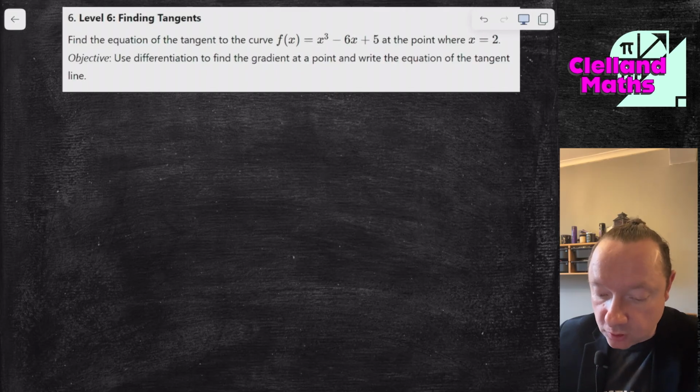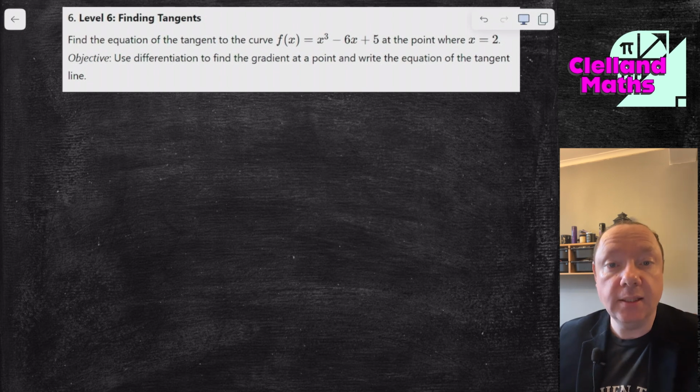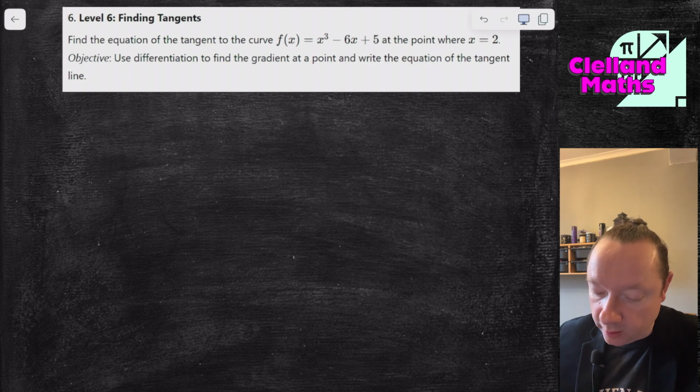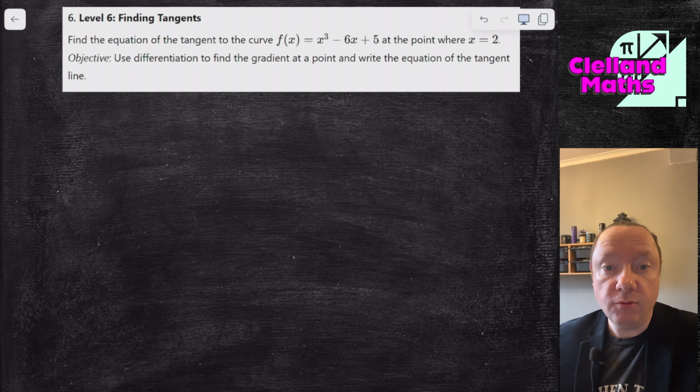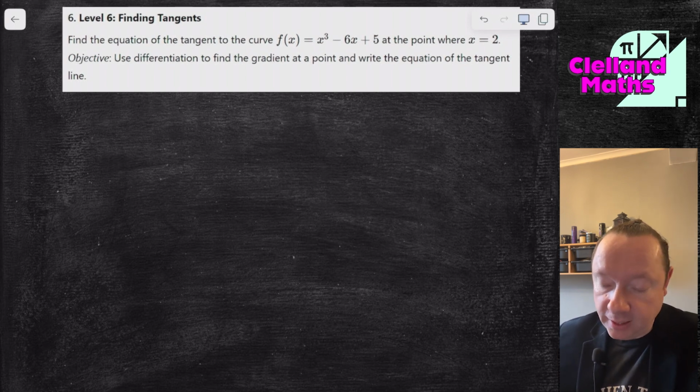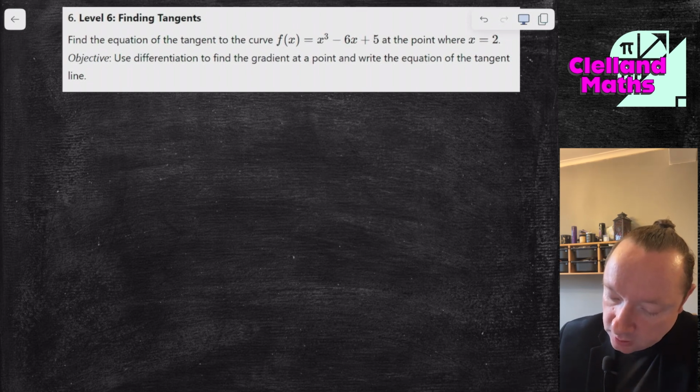ChatGPT has for level 6, finding tangents. Find the equation of a tangent to the curve f of x is x cubed minus 6x plus 5 at a point where x equals 2. So to use differentiation to find the gradient at a point and then write the equation of the tangent to the line. So you should know that differentiation is a rate of change and it tells you the gradient of the tangent. So if I differentiate f of x and sub in 2, that will tell me the gradient. Then I'll need a point, so I'll sub 2 into f of x to get the y, and then I'll have a point and the gradient, so use y minus b is m times x minus a. That'll be my strategy, but let's see if it works.